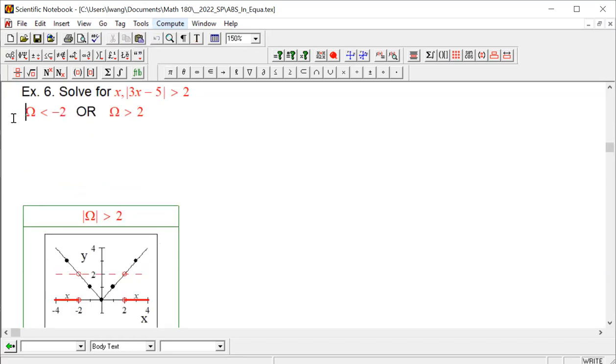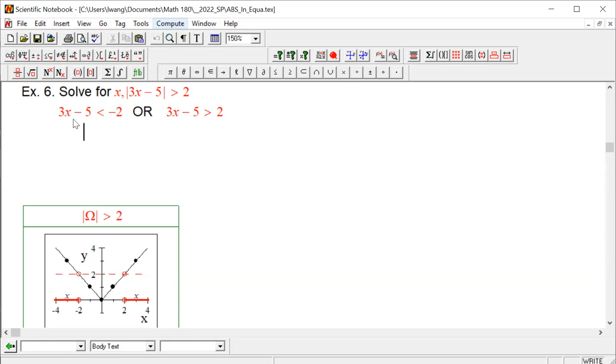So we start our solving process. You can see omega is 3x minus 5, so 3x minus 5 is less than negative 2, or omega is larger than positive 2. Then we have two inequalities and we're going to solve them one by one. In this case, they must be separated. I'm going to explain this on the note.